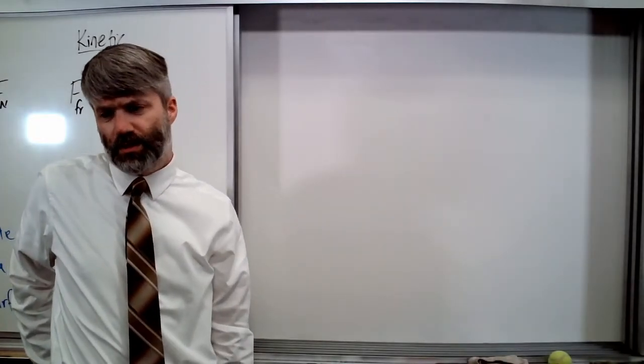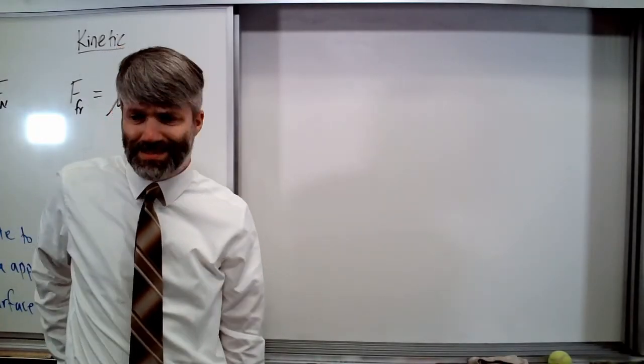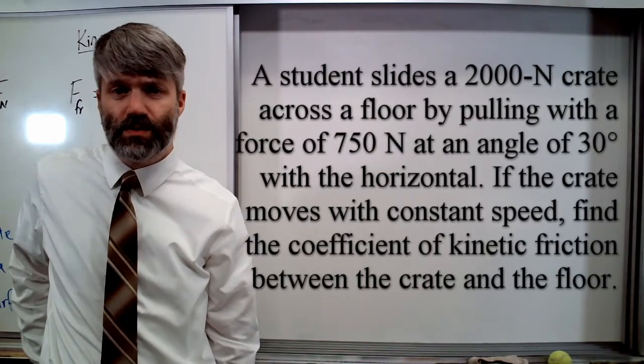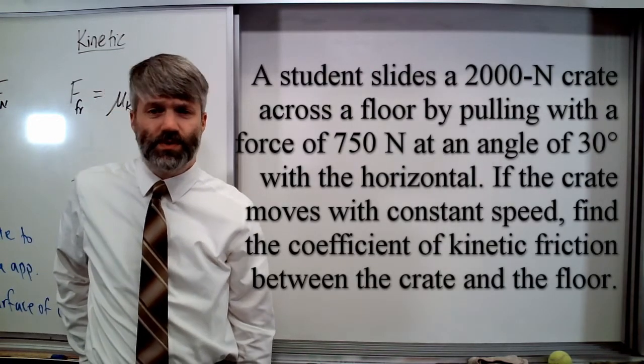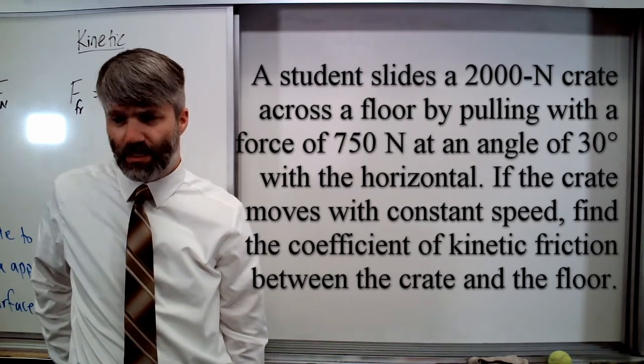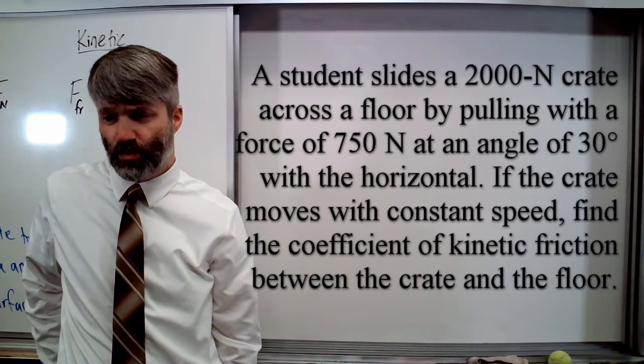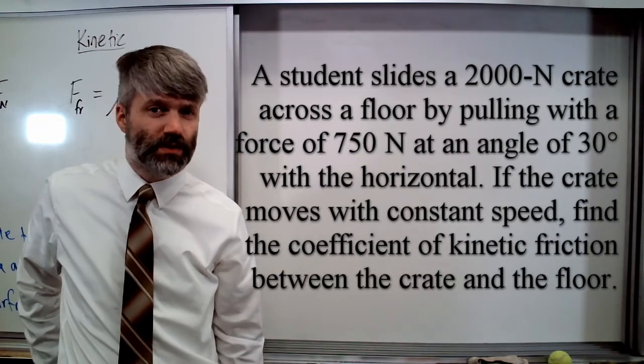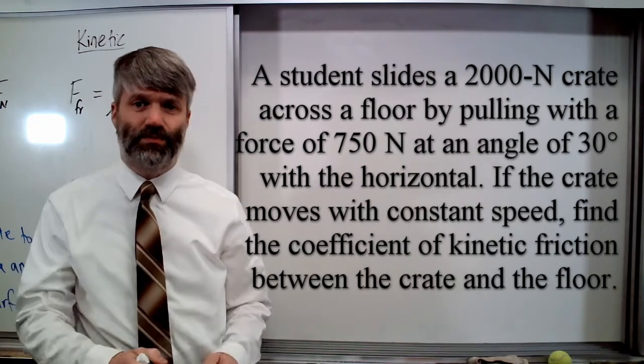Okay, ladies and gentlemen, here we have an example of a student who slides a 2,000 Newton crate across the floor by pulling with a force of 750 newtons at an angle of 30 degrees with the horizontal. If the crate moves with constant speed, find the coefficient of kinetic friction between the crate and the floor.